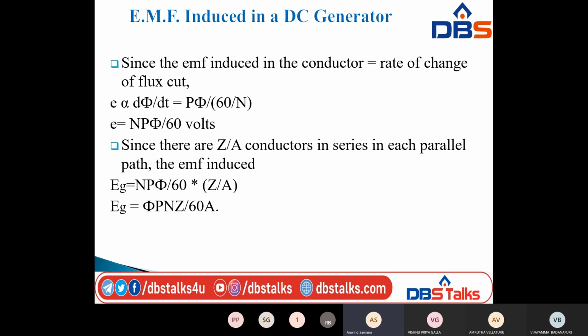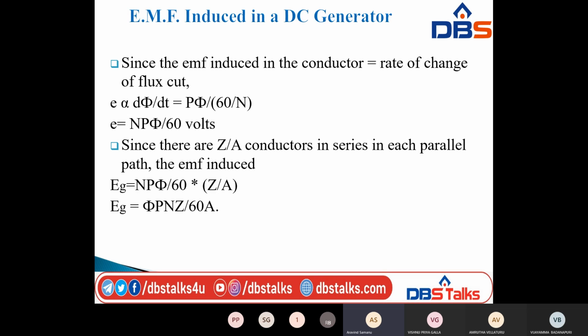That is equal to the EMF induced in the conductor, N into P phi by 60, multiplied by the number of conductors connected in series in each parallel path, that is Z by A. So from this, EG is equal to phi P N Z by 60A. Note this equation, EG is equal to phi P N Z by 60A. This is the EMF equation of a DC generator.